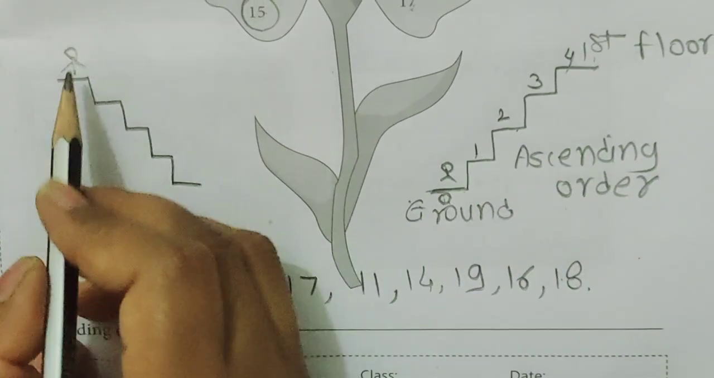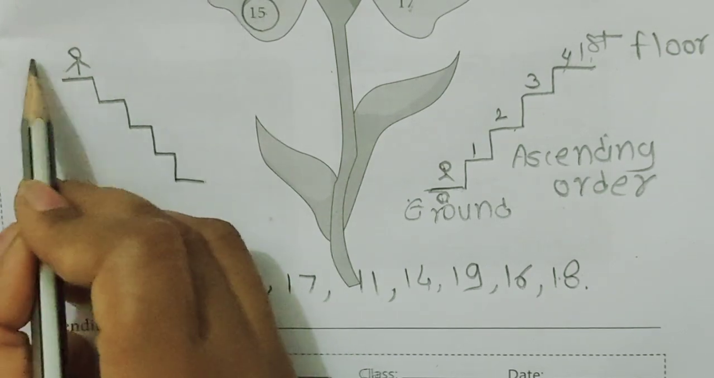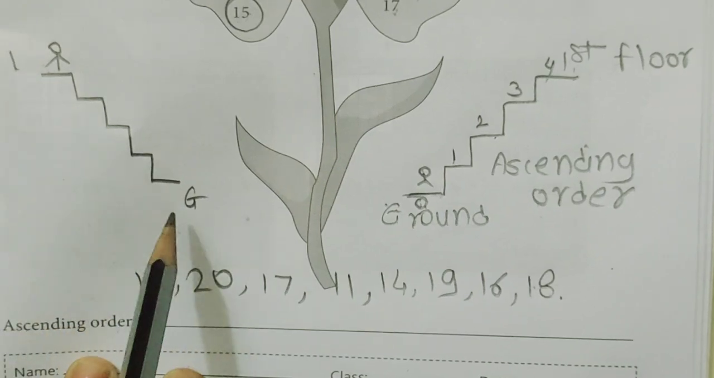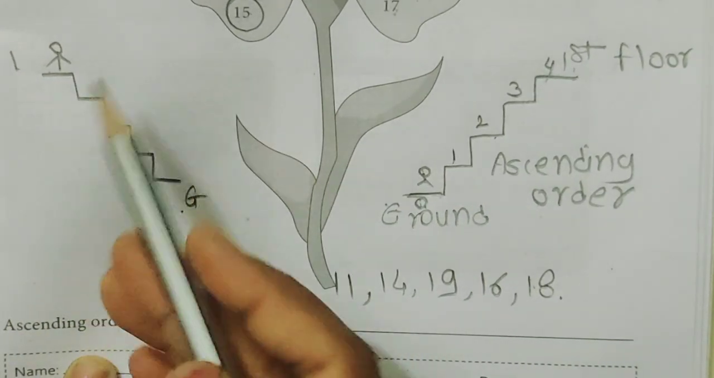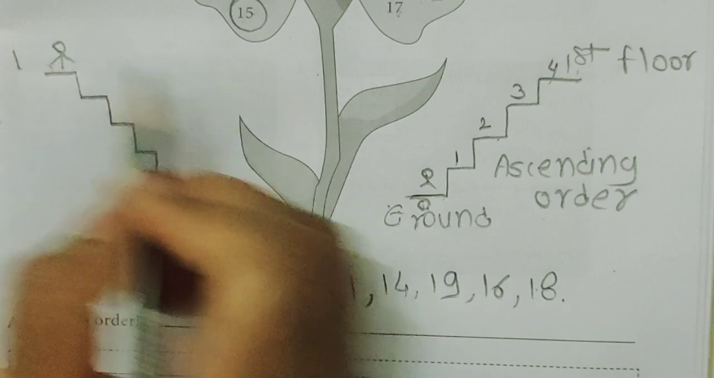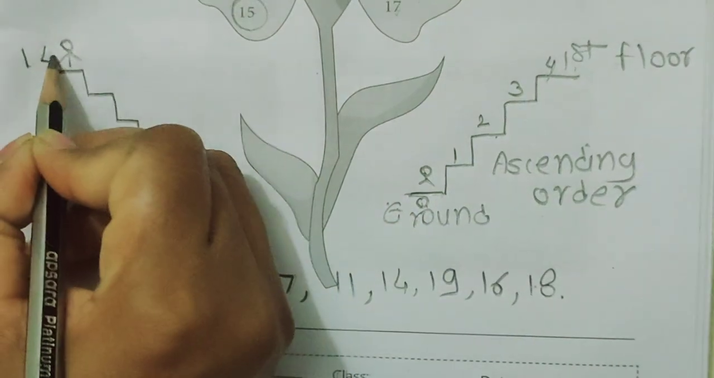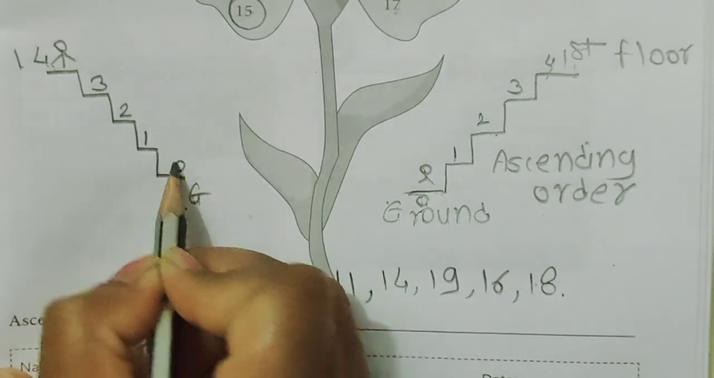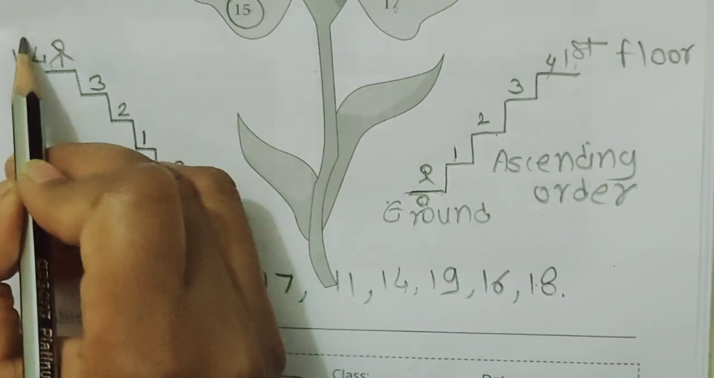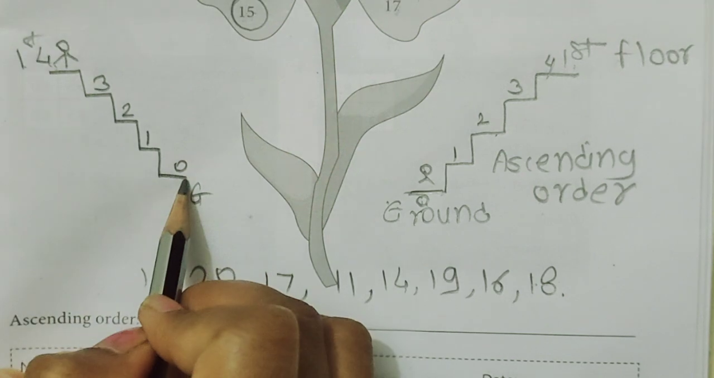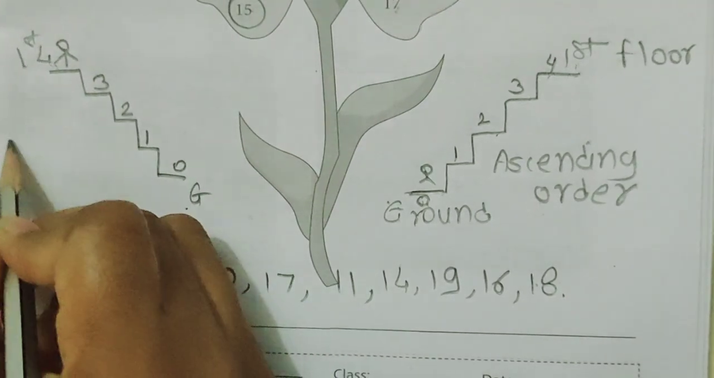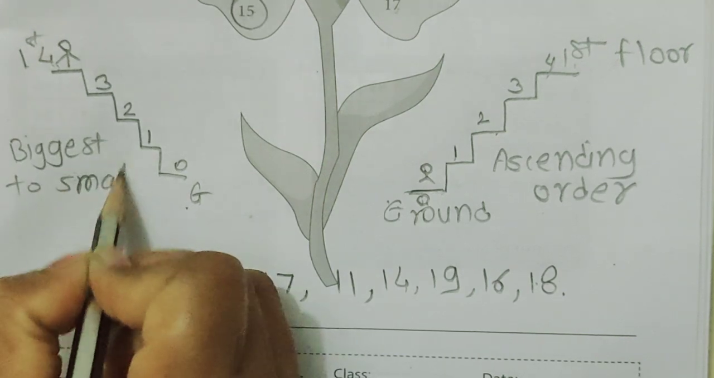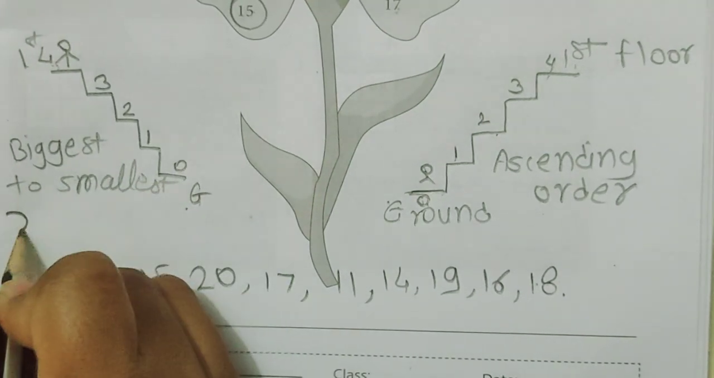Similarly, when we come down from the first floor to the ground floor, from the highest, that means from the fourth step to the third step, next second, first and 0. That means we start from the biggest number to the smallest number. That is nothing but the descending order.